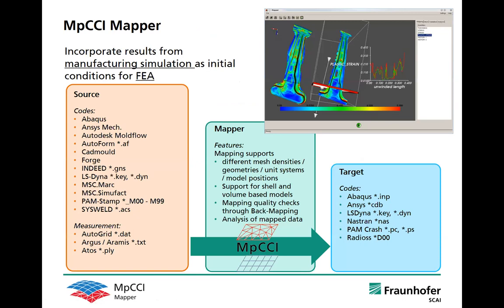And in other areas, at least in the German automotive domain, most of the German automotive OEMs use our mapping tool to map, for example, the manufacturing results to follow-up structural crash simulations. That is one specific area in the chassis design domain and crash domain where our mapper tool is quite well used, with 15 to 20 customers in that domain.